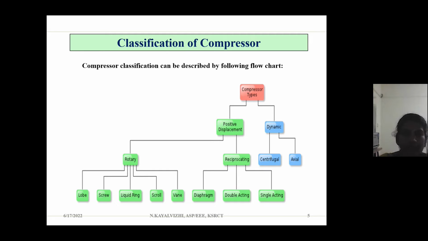Coming to the classification of compressors, it can be classified in the following manner. Compressors can be divided into positive displacement and dynamic. The positive displacement compressors are further divided into rotary and reciprocating. The dynamic compressors are divided into centrifugal and axial. We will see them one by one in the next four slides.